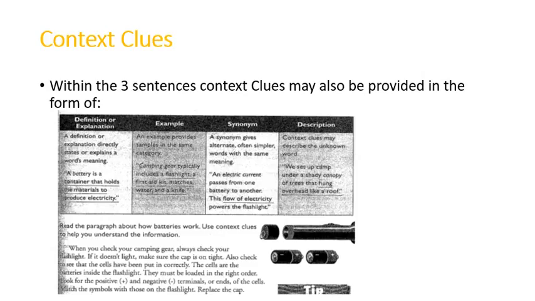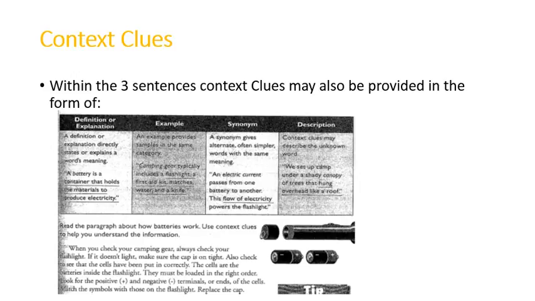Okay, within the 3 sentences that you will be reading in order to determine the unknown meaning of the word, context clues may also be provided in the following forms. They'll be first of all provided in the form of a definition or an explanation. So this directly states or explains the meaning of the word.